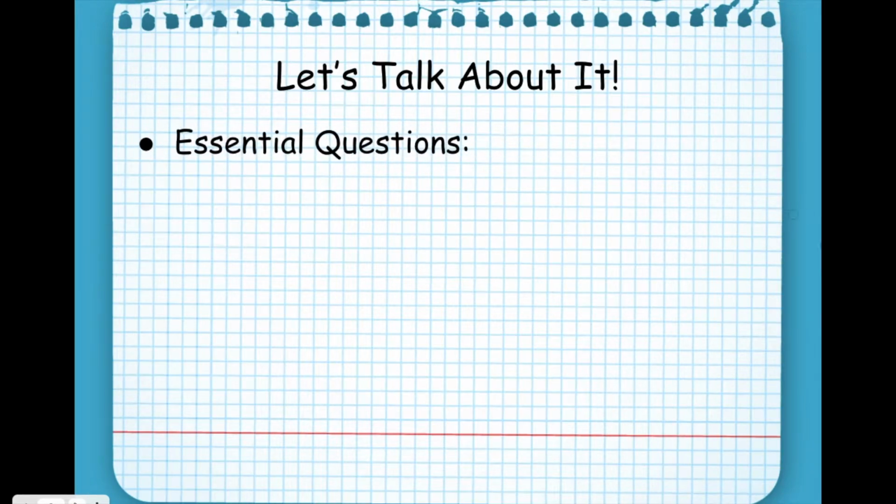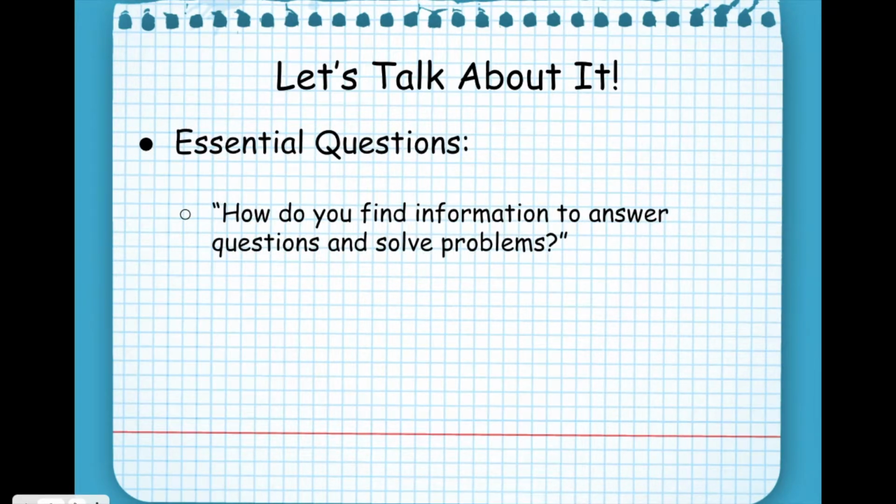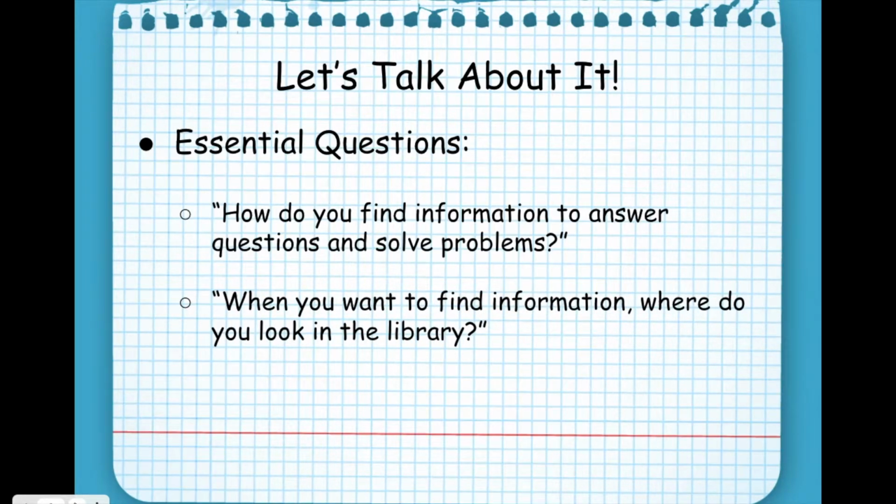Okay, so an essential question: how do you find information to answer questions and solve problems? And when you want to find information, where do you look in the library? Well, how do you find information to answer questions and solve problems? Let's think about it. There's several things you could do. You could go to a parent or an adult that you trust, and you could ask them questions. And they could help you. Also, they might be able to help you solve a problem that you have.